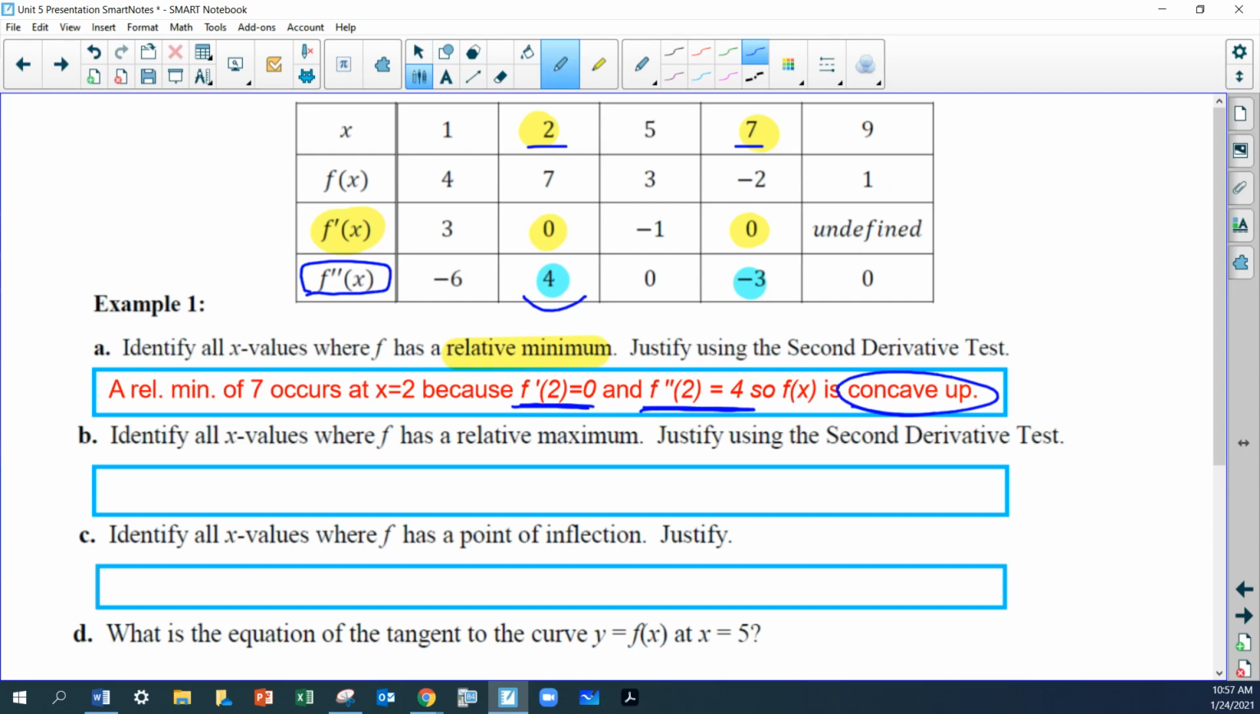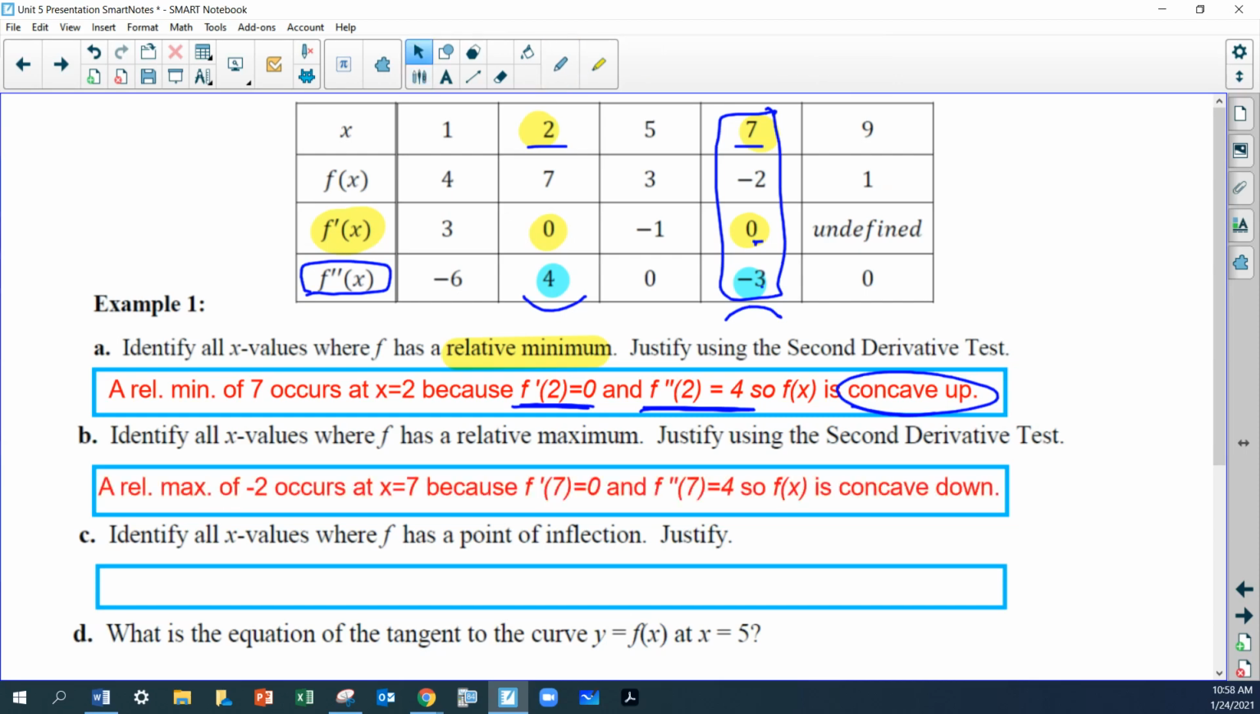Part B, identify where we have a relative max. Well, that is probably going to be here when x is 7, right? And we come out with a -2. We knew that we had a critical point, and we knew in this region we're concave down, so that should confirm a relative max of -2. The y value occurs at x equals 7 because f prime of 7 equals 0 and f double prime of 7 equals -3. So f of x is concave down.